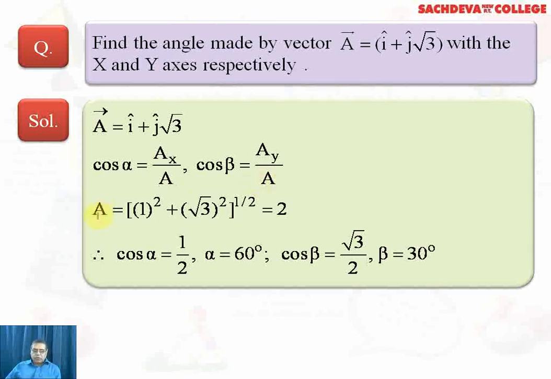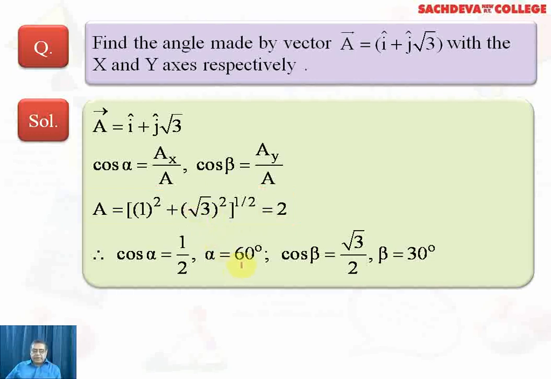Now what we have to do is find A. So we take the coefficient of i and the coefficient of j, square them, add them, and finally take the square root. So 1 squared plus root 3 squared, under the square root. By calculation, the value of A is found to be 2.